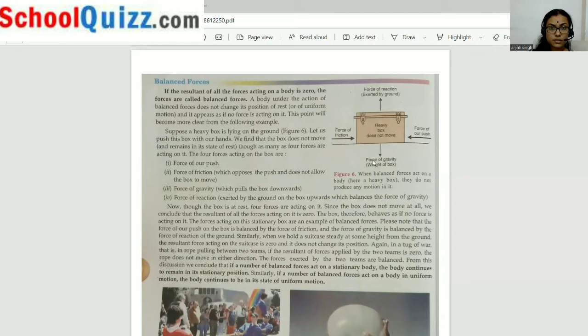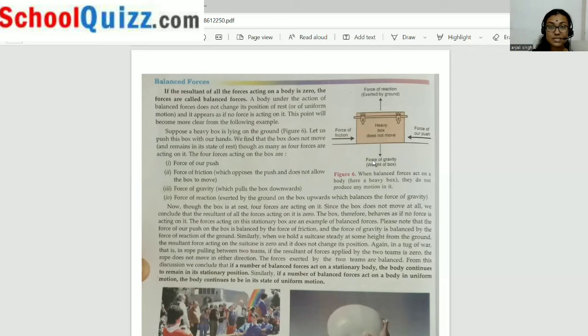Let us push this box with our hands. We find that the box does not move. It remains at rest. Why? Because of the force of our push and the force of friction, and you know that the force of friction is known as an opposing force. It opposes the moving of an object. Force of friction is an opposing force because it resists the movement, or you can say the motion, of a body.